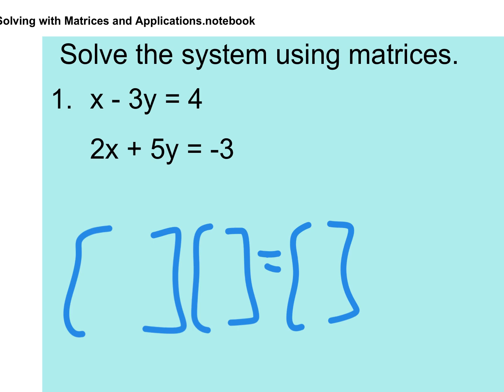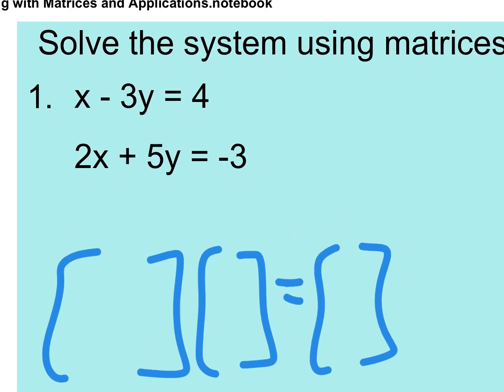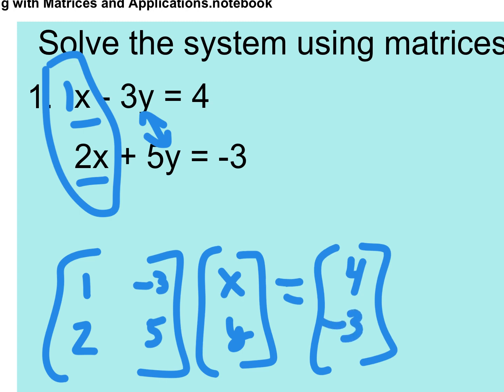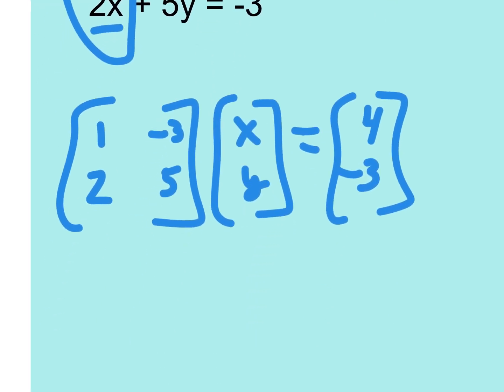Okay, so the first thing I'd do, watch an experienced person do this. I'd put a 1 right there, just because I need a number. 1, negative 3, 2, 5. And I'd make sure my X's were lined up and my Y's, because do you get if these weren't lined up, this wouldn't work? And then X goes here and Y goes here. The first letter that's there has to be on top. And then, last but not least, 4, negative 3. Did you set it up right?